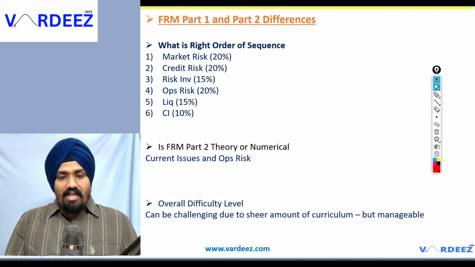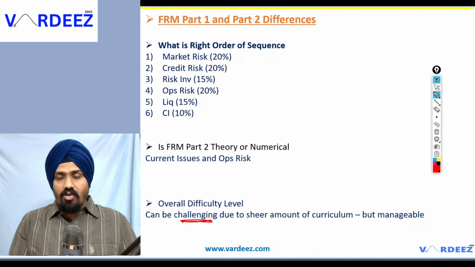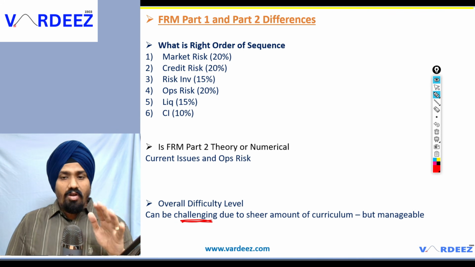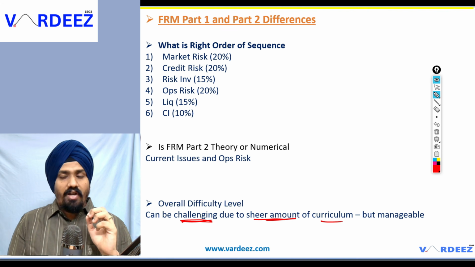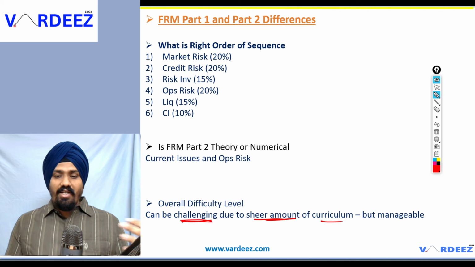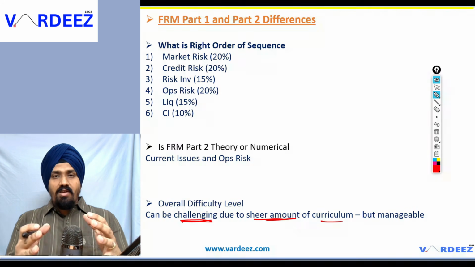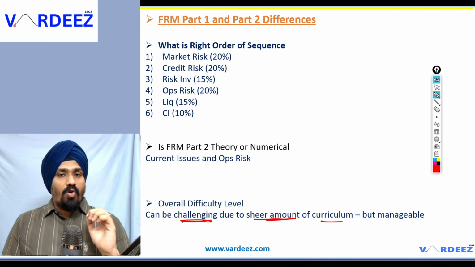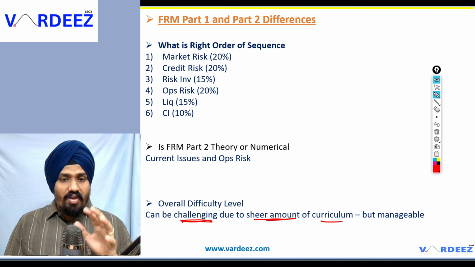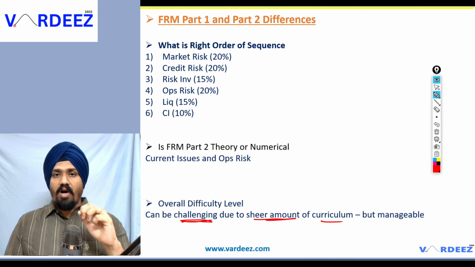All right, having said that, what is going to be the overall difficulty level? It can be challenging. Part 2 can be challenging, not because it has difficult topics. No, absolutely not. It is challenging because the amount of curriculum is very vast, right? So it requires you to devote the time to it. That is what the difficulty level of FRM part 2 would be as compared to part 1.